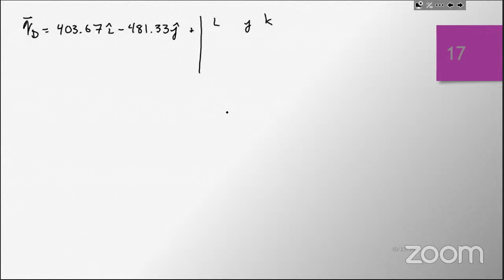So the equation for VD is equal to 403.67 in the i minus 481.33 j plus the determinant of i j k, 0 0 omega BD. Remember, if you don't know which way something is pointing, assume that it's positive. So we're left with this.